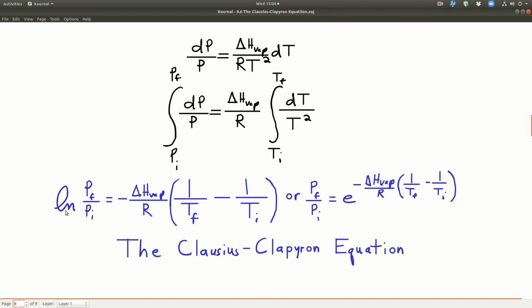Or if we take e to both sides, we get P final over P initial equals e to the negative delta H vaporization over R, 1 over T final minus 1 over T initial. Real quick word on the sign, guys. A lot of times I bring this negative sign inside the parentheses, so it's positive out front, and these terms just swap places, but that's identical.